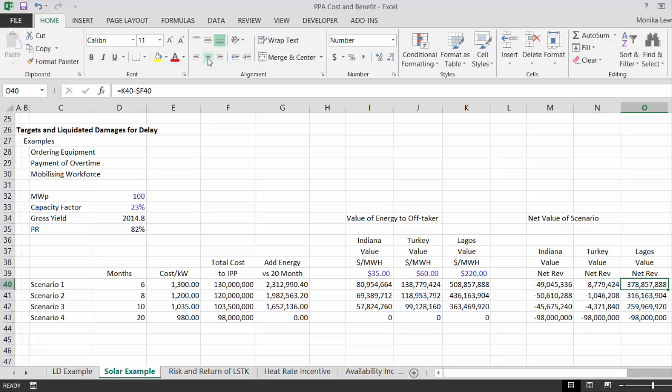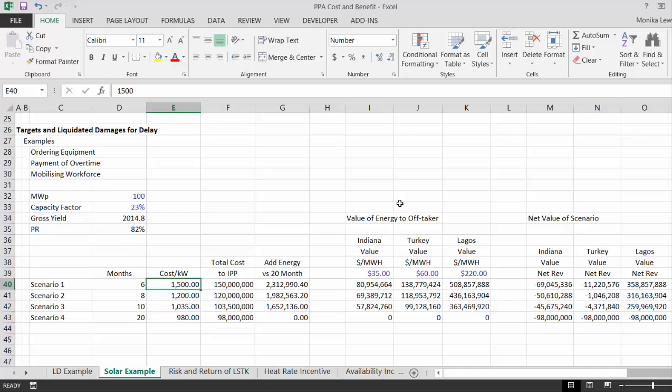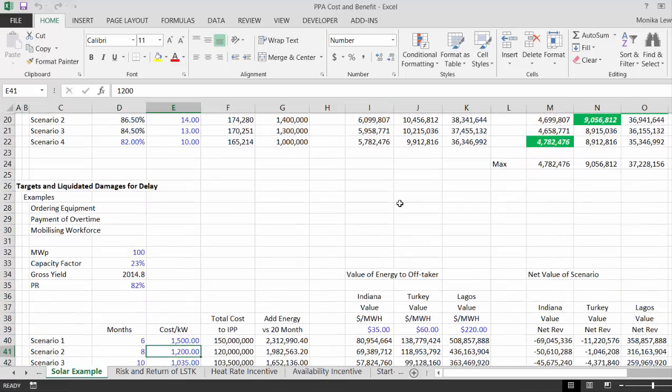I mean, the largest number, rather. The largest number is here. And in this one, the largest number is here. And just a minute, let me change a couple of assumptions to make it a little more interesting. Okay, I just changed the cost of the project.